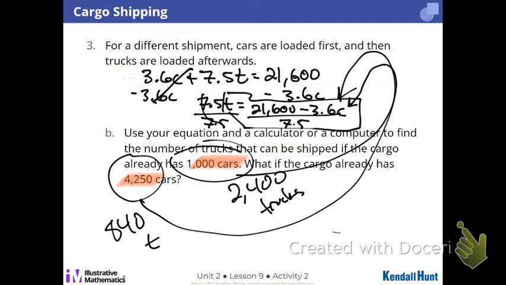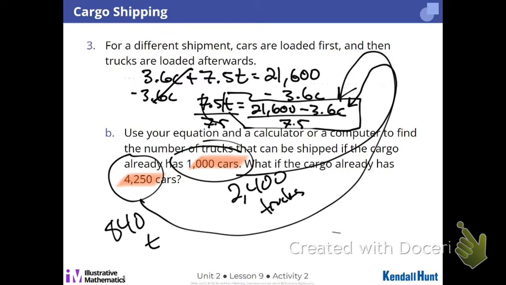Wait, how's the first one 240, but then the second one is 840? No, 2,400. It's 2,400. Oh, 2,400. I think it's because I said 2,400 wrong. That might have got you.